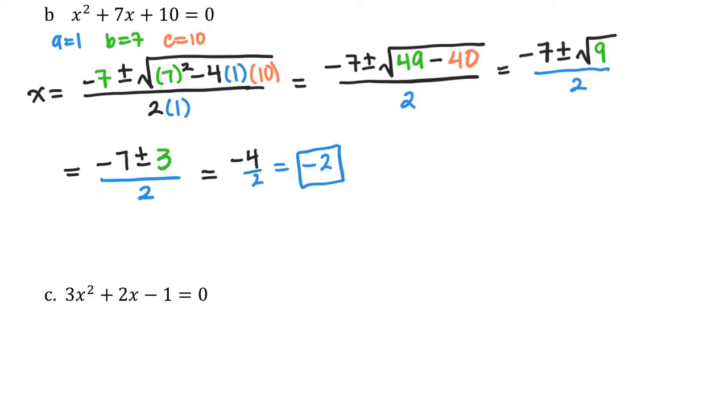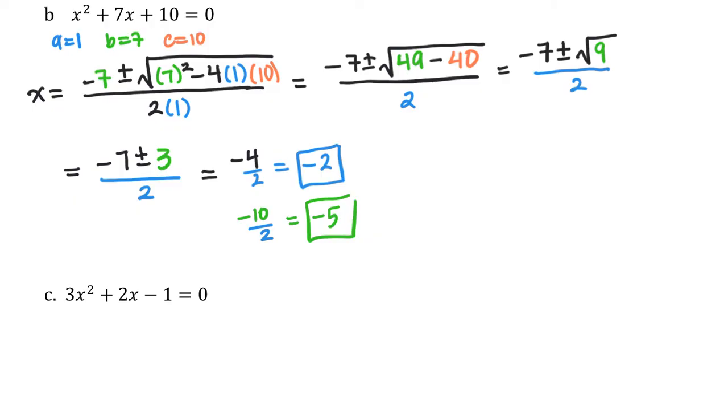So now let's consider the other answer. If I do negative 7 minus 3, negative 7 minus 3 becomes more negative. Negative 7 minus 3 is negative 10, divided by 2. And I get negative 10 divided by 2 is negative 5. So my answers are negative 2 and negative 5, which are really nice answers. And I used the quadratic formula to get it.